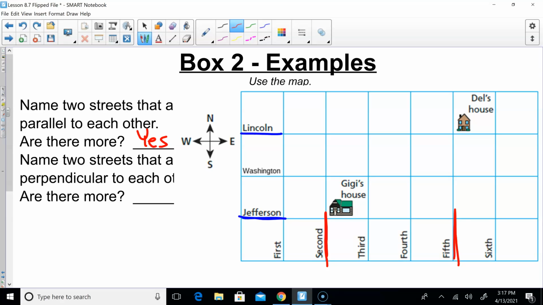It said name 2 streets that are perpendicular to each other. Are there more? So if you look at this one, which ones are perpendicular to each other? Well, we know perpendicular creates a 90-degree angle. So we can go with our first one of Lincoln and 1st Street. Right there where these 2 streets meet, they make right angles. So that would be one of them. And we can take this one, we'll go with Washington going this way and 3rd going this way. So right there, it looks like that's another one. Are there more? We see a lot of spots all over. There are tons of perpendicular and parallel lines in this map.